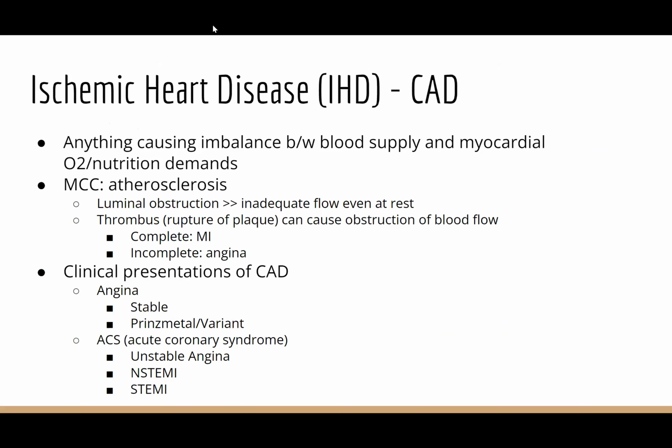Okay, ischemic heart disease. This is also known as coronary artery disease because it's causing the ischemia. So anything that's causing an imbalance between blood supply and oxygen demands of the heart. Most common cause, again, atherosclerosis, because over time you are narrowing the lumen because of the plaque, and possible stenosis of that lumen. So you can have inadequate blood flow even at rest, which is a bad thing. So a thrombus, from rupture of the plaque, can lead to obstruction of flow.